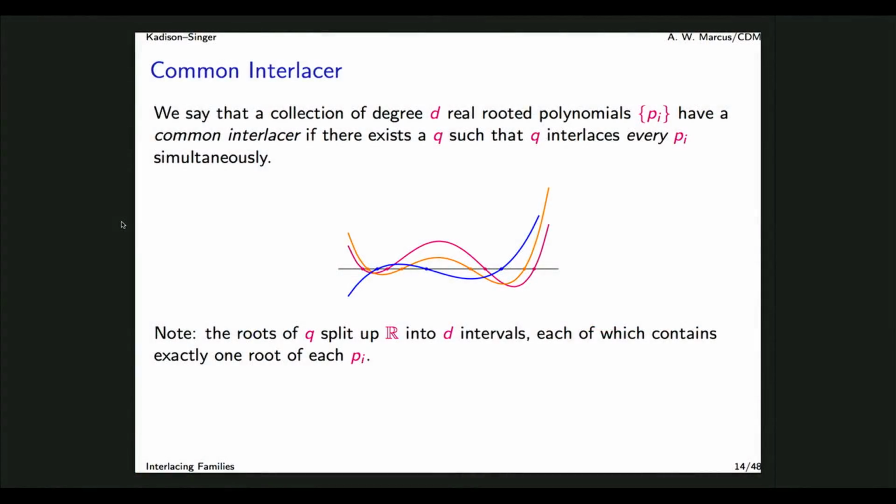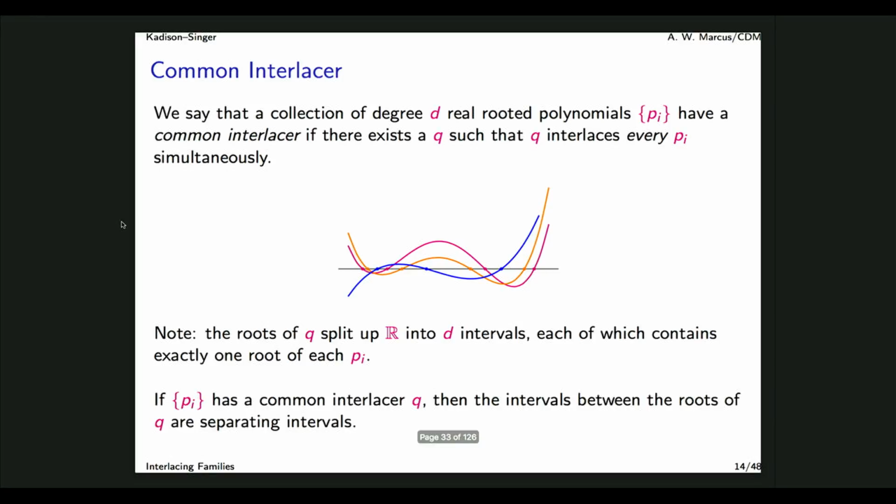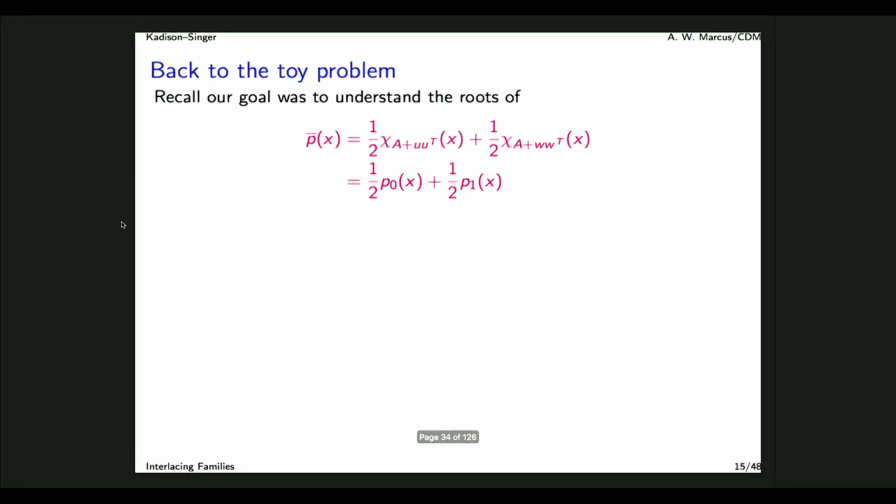So the way you can think of it is that the roots of Q are splitting up R into D intervals, each of which contains exactly one root of each Pi. And so if Pi has a common interlacer, then the intervals between the roots of Q are going to serve as our separating intervals. Right? So we'll be able to use the lemma. And in particular, it shows that this will be a real rooted polynomial. So back to our toy problem.